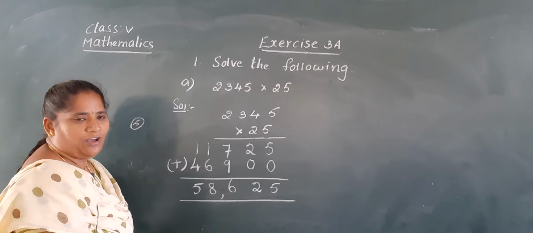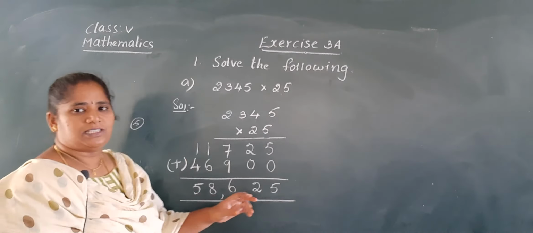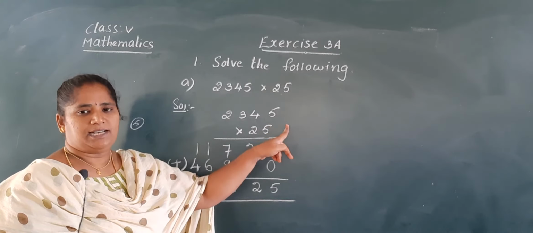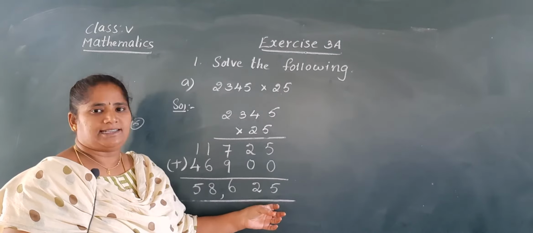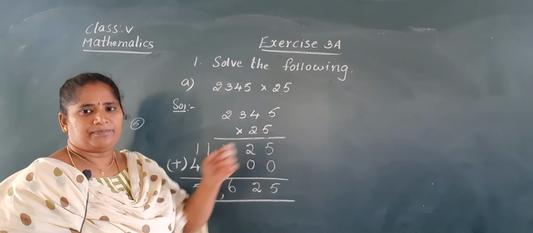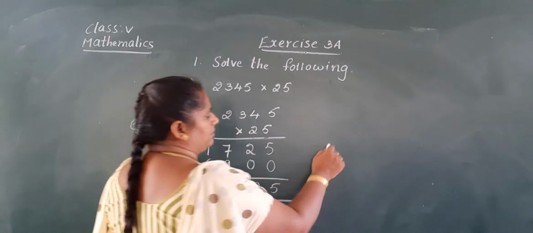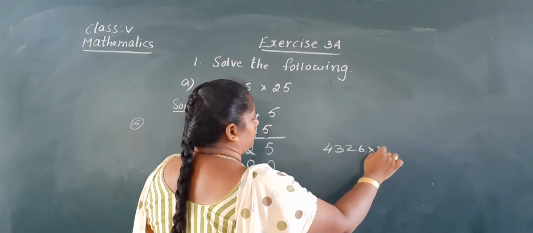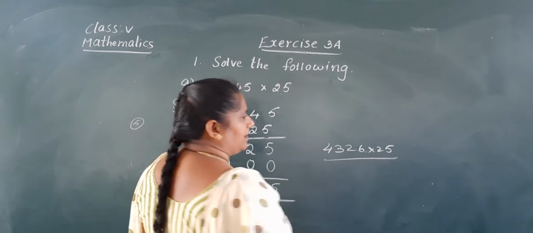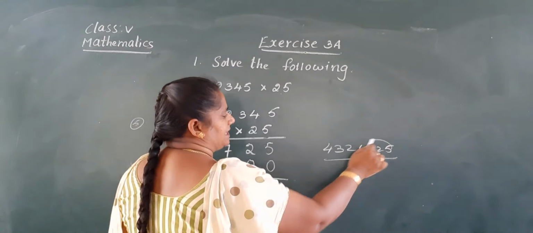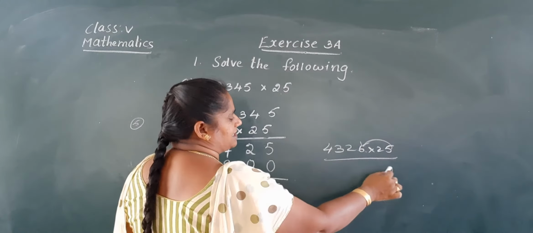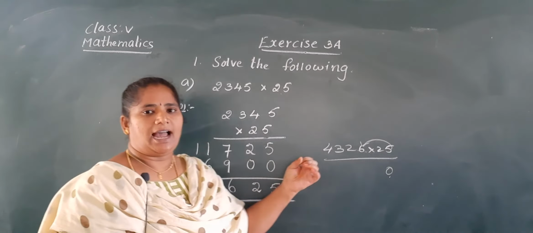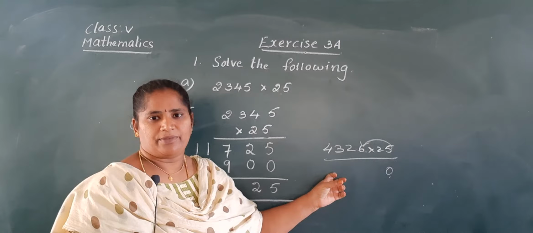What do you get in the ones place? Yes, 5 only. So without multiplication also we can guess. If you multiply the ones place numbers, then we will get that ones place digit. 5 5s are 25. Let us take one more number, 4326 into 25. What comes in the ones place? 5 6s are 30, that means 3 in hand, 0. So 0 comes in the ones place. Like this also I will ask in the objective test exam.